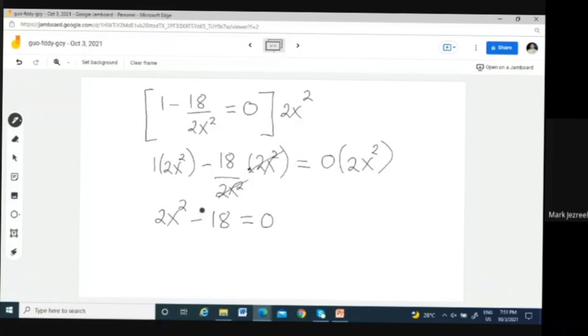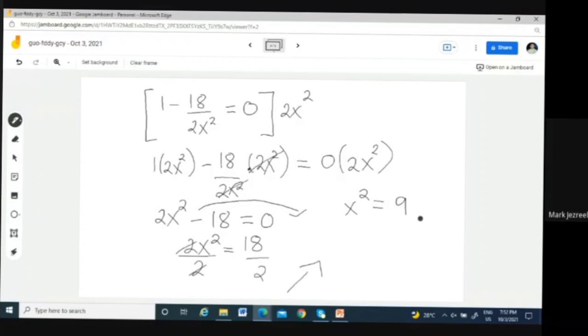After that, we are going to transpose negative 18 to the other side. From negative 18, it will become positive 18. So we will be having 2x squared is equal to 0 plus 18, which is equal to 18. Then, we are going to divide both sides by 2 to remove the constants. So we will be having x squared is equal to 18 divided by 2, which is simply equal to 9.